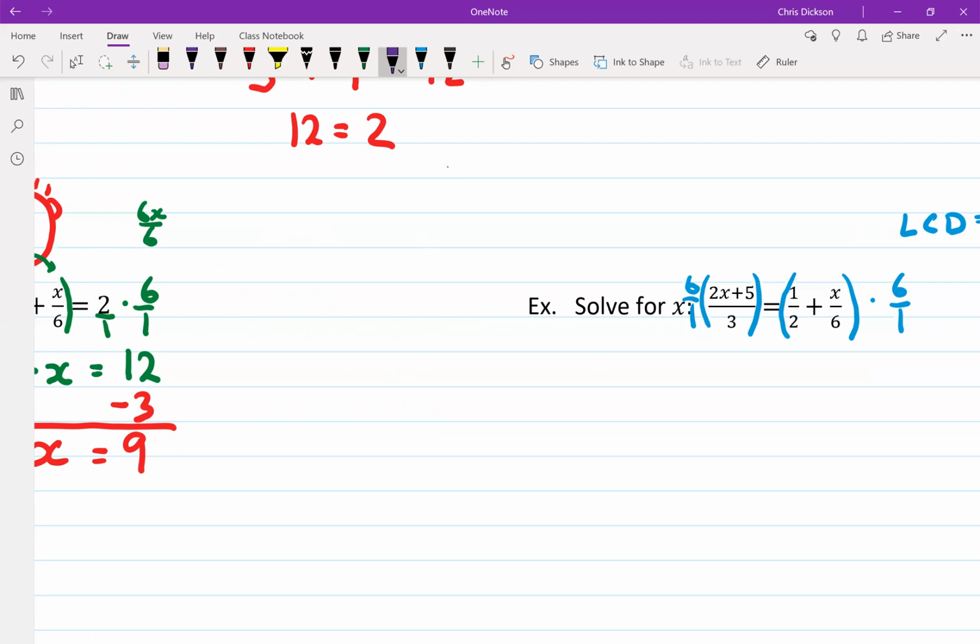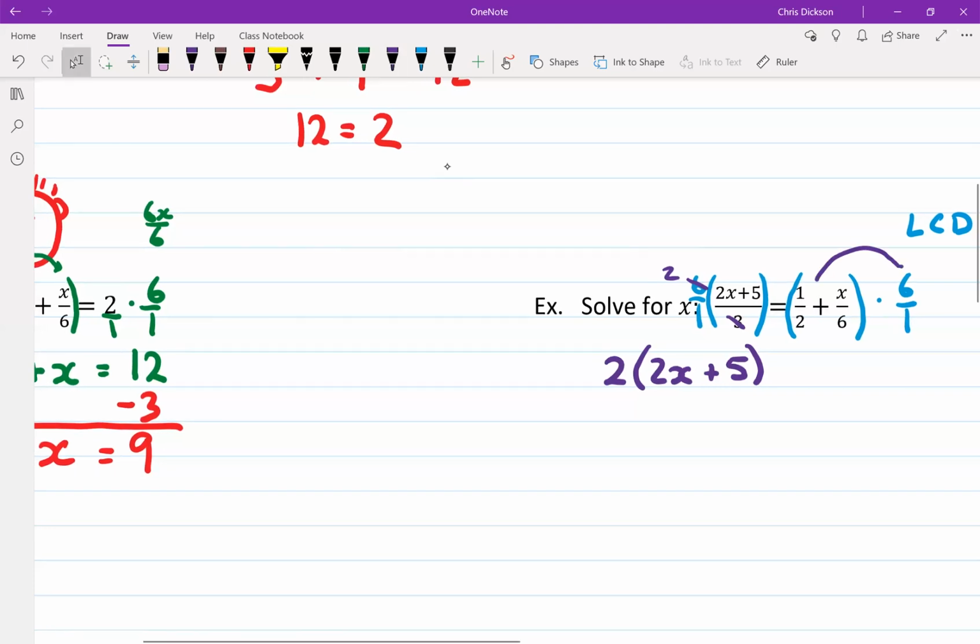Okay, well, 6 over 3 is 2. So this would be 2 multiplied by 2x plus 5. Because notice that 3 would go into that 6 twice. Okay, now if I distribute this into the brackets, I'm going to get equals 6 over 2, which would be 3. 6 over 2 is 3.